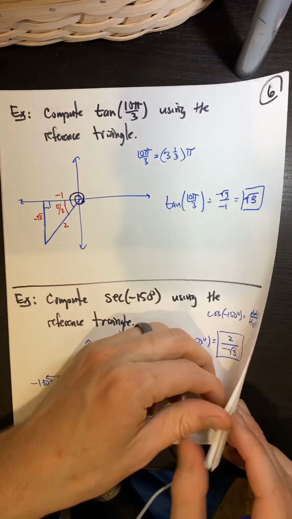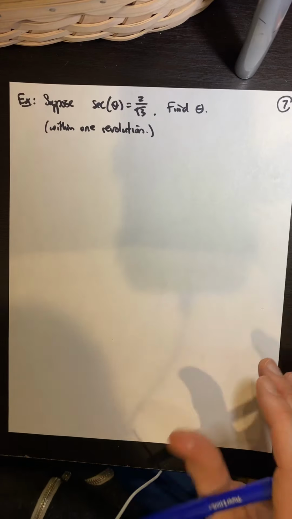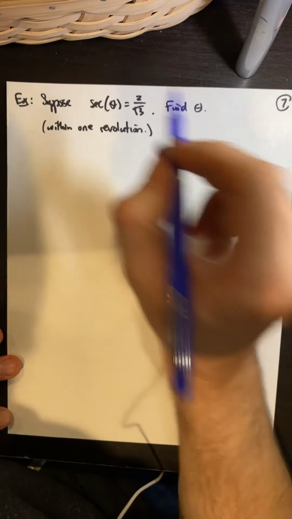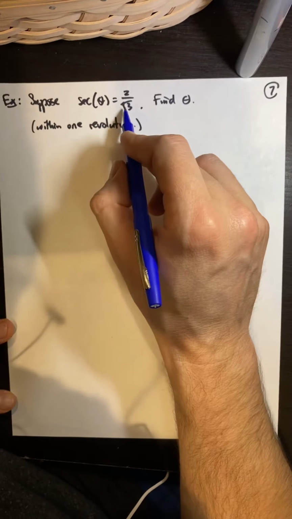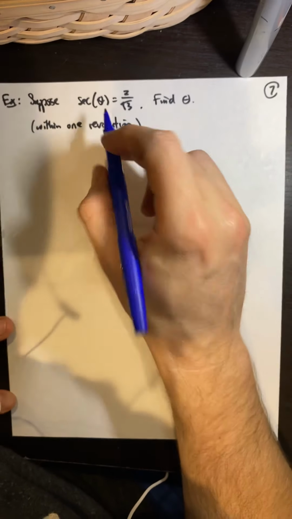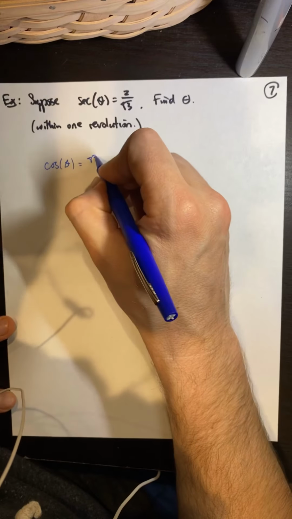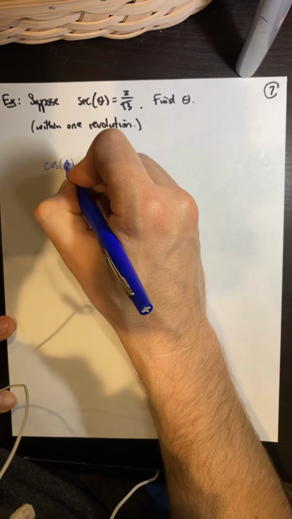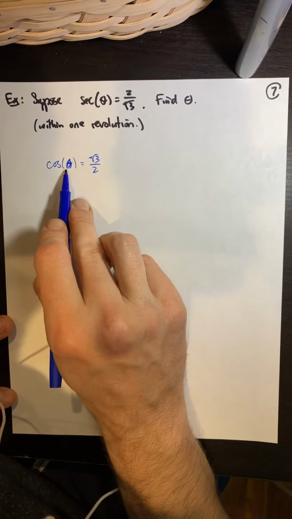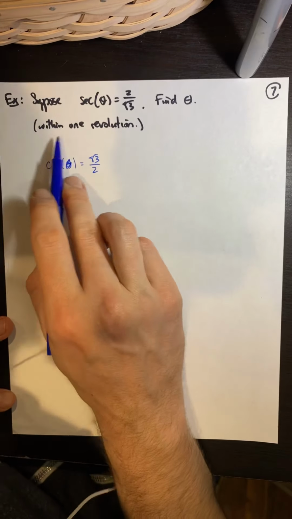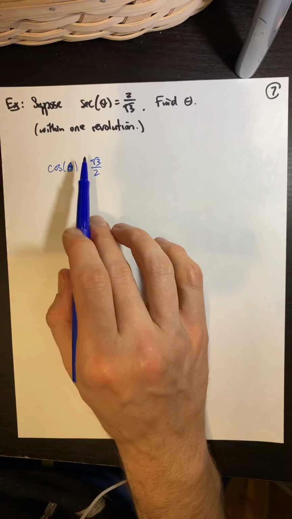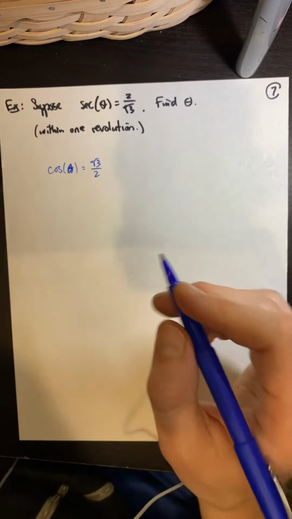Now we can actually use this argument to work backwards. So let's say that we know that secant of theta is 2 over root 3. Well, that means cosine of theta is equal to root 3 over 2. So I could ask you a question such as this: what is the angle theta that gives me root 3 over 2? And only pick the solutions, because there's an infinite number of solutions, only pick the solutions theta that are within 1 revolution.